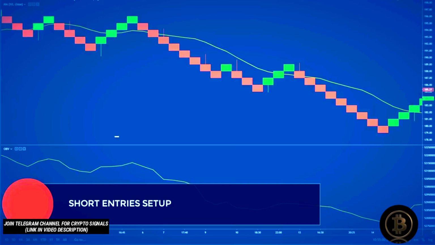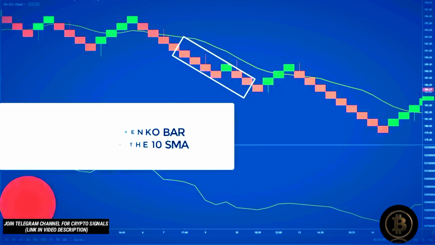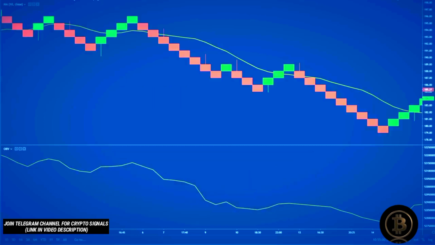When a red Renko bar forms below the 10 simple moving average, we only take trades in the direction of the simple moving average. So when the Renko bars are traded below the 10 SMA, we look for short entries only. We filter the signal with the on-balance volume.